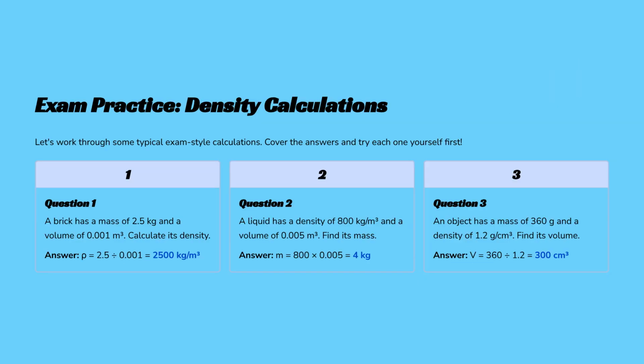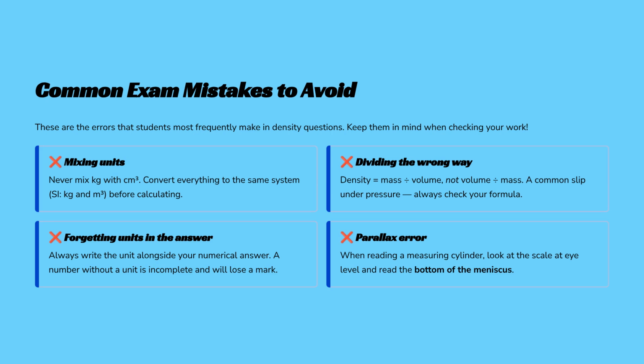Let's practice some calculations. Always check if you are calculating density, mass, or volume. For instance, in question 1, dividing the mass of the brick by its volume gives us 2,500 kilograms per cubic meter. Avoid these common exam mistakes.